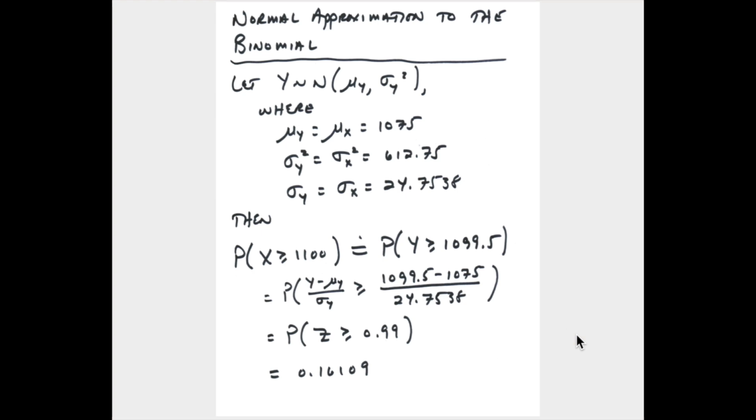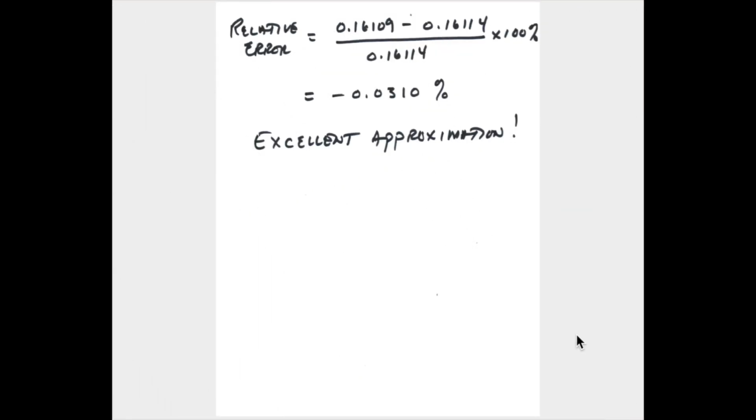So let's see how we did. The relative error is equal to the approximate value minus the true value divided by the true value times 100%. And so we see here that we did very, very well. The relative error of this approximation is negative 0.031%. So we're much, much less than even 1% error. So this is a great approximation.